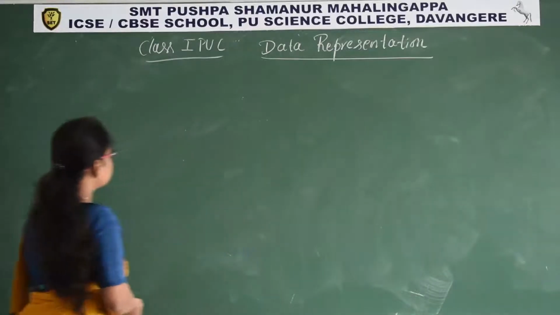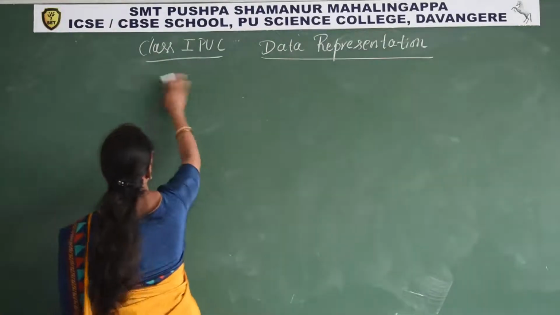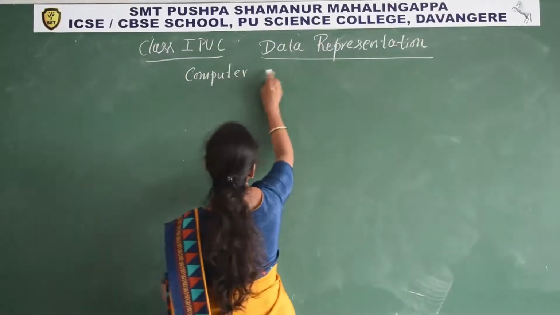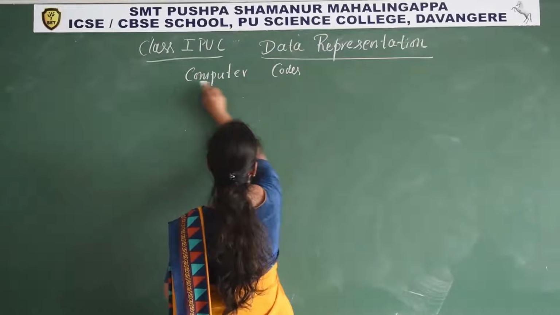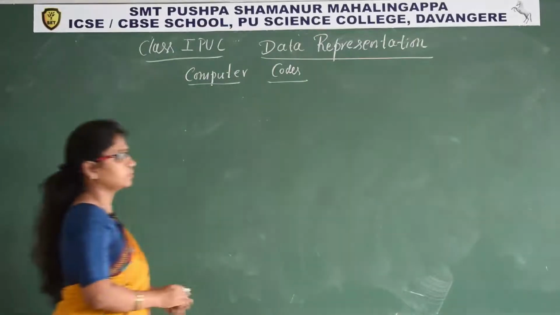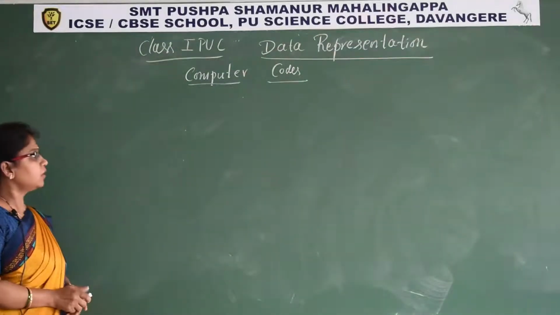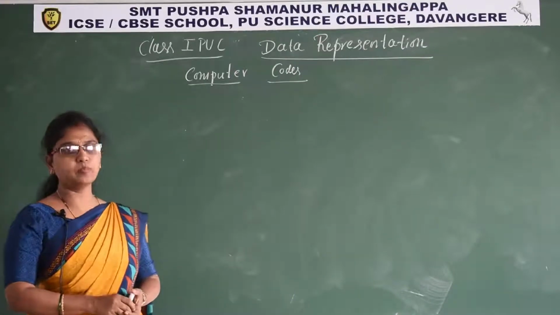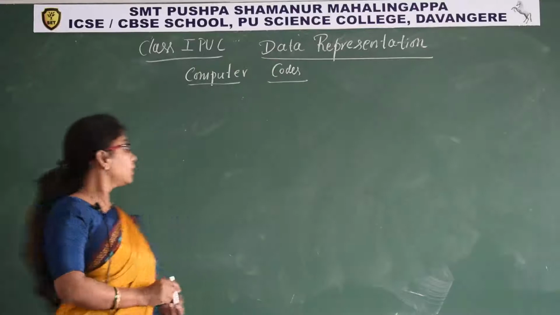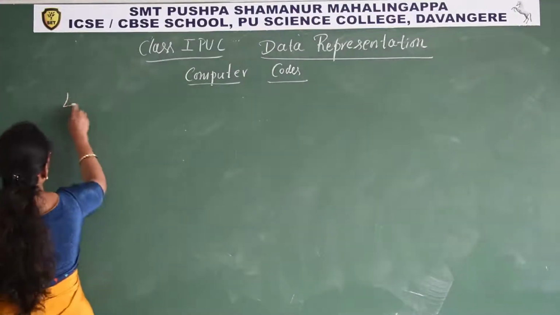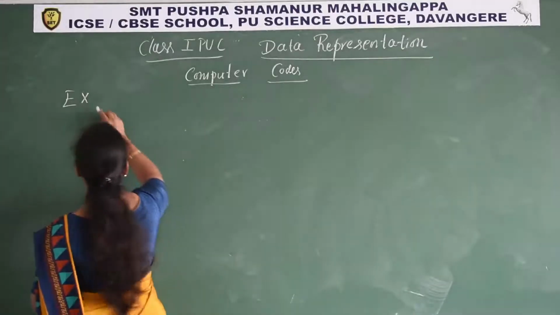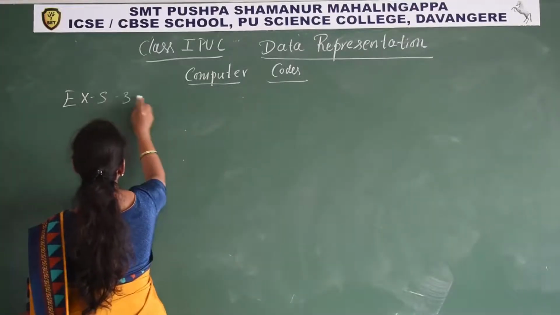Now X3 code, computer codes. So in the BCD we took 4 bits for character and 2 bits for zone bit. Here X3 code.